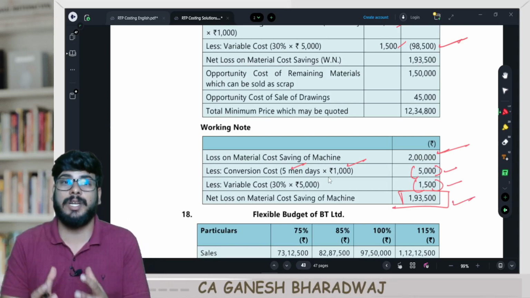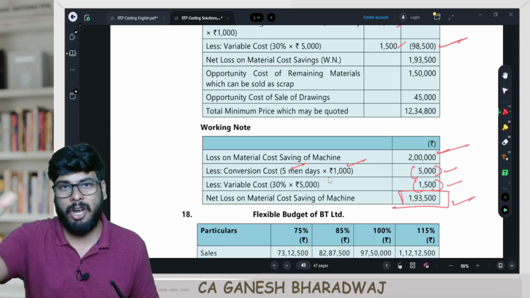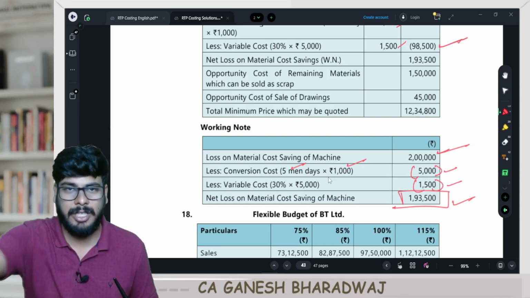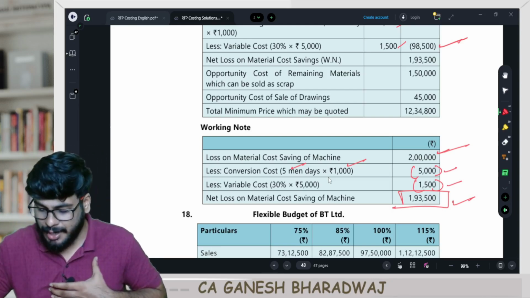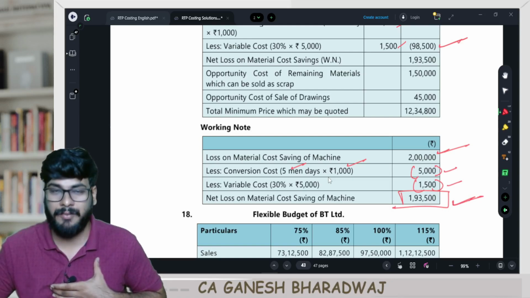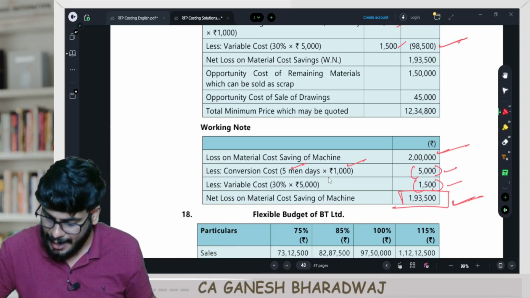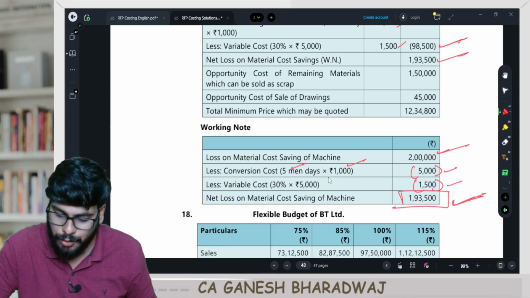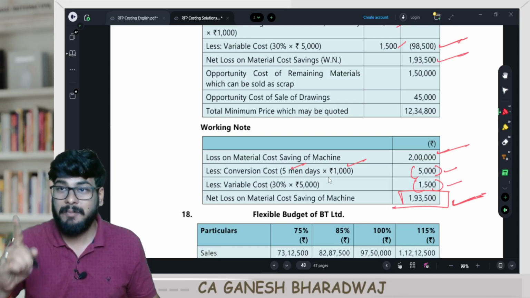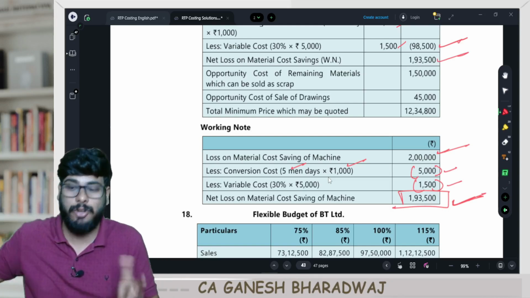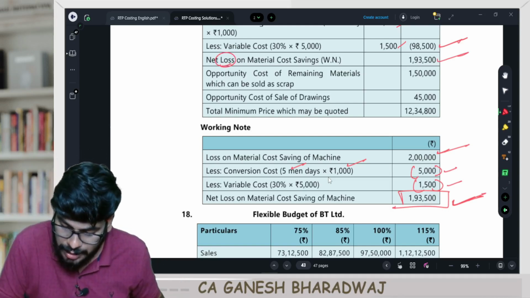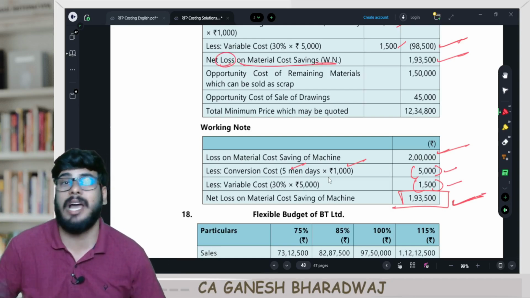So this is actually an opportunity cost. Had I not gone for this particular order, I would have saved a net amount of 1,93,500. But because I am going for this order, I am not able to save that, and hence this should be added to your cost. Are you clear with this? Because I'm going for the order, I am not able to save this figure, and hence it's a loss on the material cost savings.